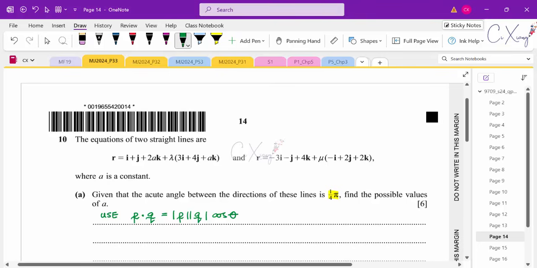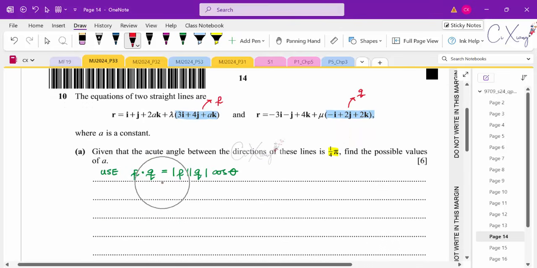Okay, right, so first of all, to find out the angle between the 2 lines, they already hint you very clearly: acute angle between the direction of these lines. So where are the directions of these lines? These are the directions of this line. These are the directions of the other line. Okay, so all these directions here, you can label them. So maybe I will label this as P, then maybe I will label this as Q if you want. Okay, so you can assume that this is P, this is Q, and therefore you can use this equation and continue to solve it.